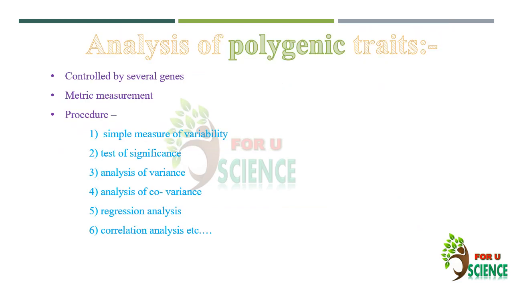As we have discussed earlier, the polygenic traits. What are the polygenic traits? There is continuous variation, there are no distinct classes, and they are controlled by several genes. We can use metric measurement for analysis of polygenic traits. What are the simple measurements we can see here? There are simple measurements of variability, test of significance, analysis of variance, covariance, regression analysis, and correlation analysis. We will see them one by one.